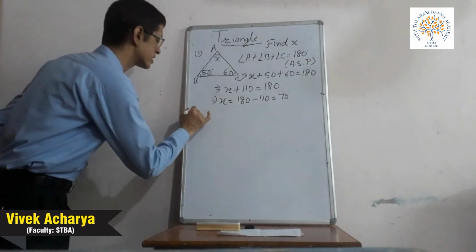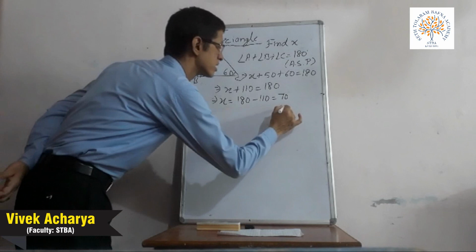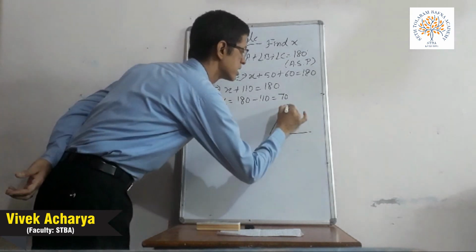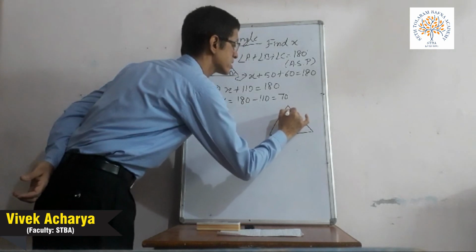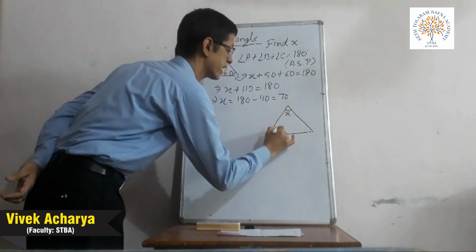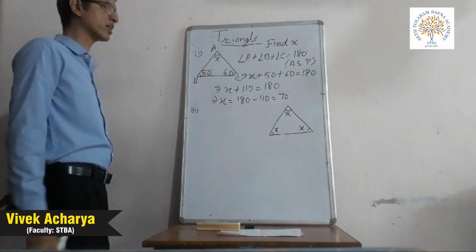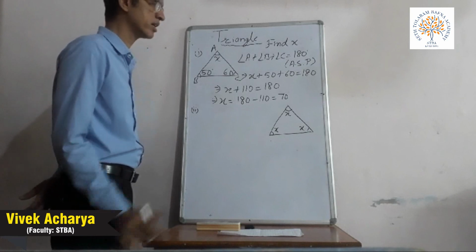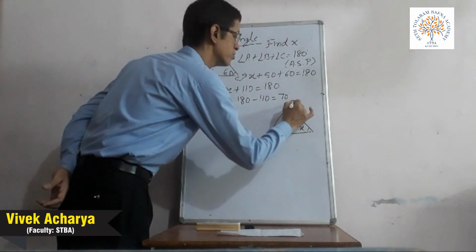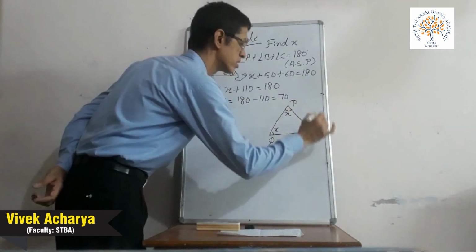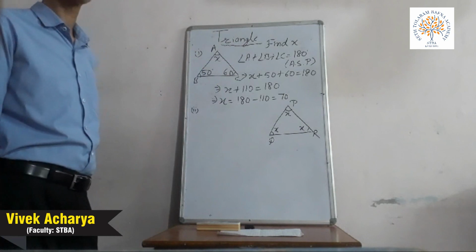Another question, students. If I make a triangle, I take this angle as x, this one as x, and this one also as x. If all the angles are equal and each one is x degrees, I can give the name PQR to this triangle, and we have to find x again in this one.